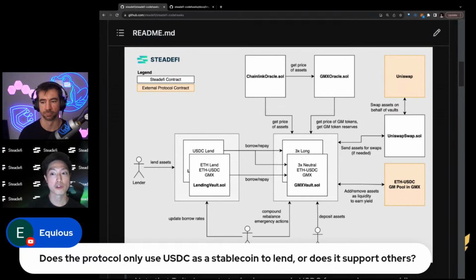And for neutral strategy, we need to actually borrow those volatile assets in order to hedge. And therefore, we need a lending pool for those, lending vault, I should say, for those volatile assets.